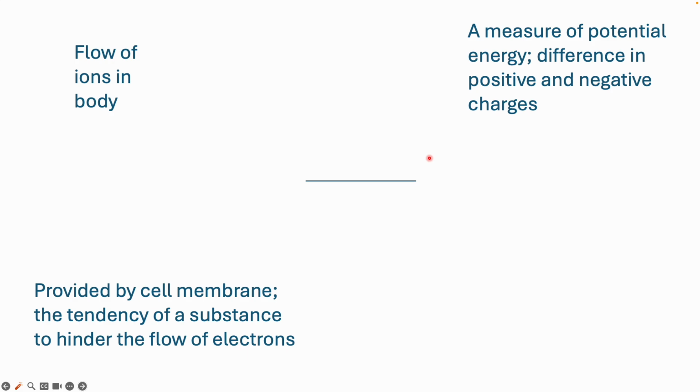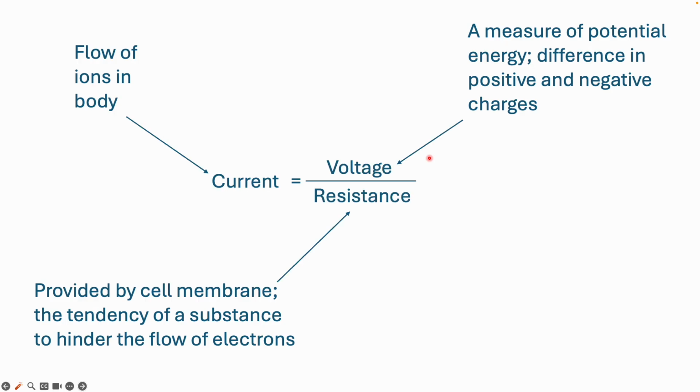All right, so to understand membrane potential, we have to understand a few things related to what determines the flow of energy and the potential energy. So the flow of ions in the body is known as the current. Current is equal to voltage over resistance. Voltage is a measure of potential energy and is the difference in positive and negative charges. So the membrane potential represents a voltage because it is the difference in membrane charge.